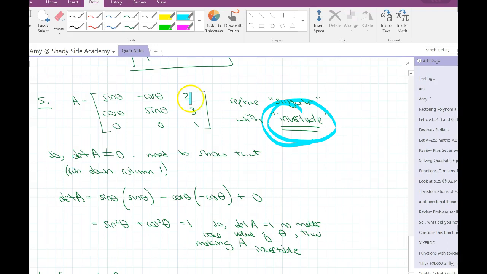So I just traveled down, what did I do? Oh, I went down column 1. Okay? So the determinant of A is me traveling down column 1.